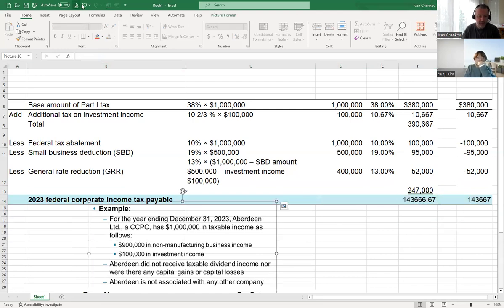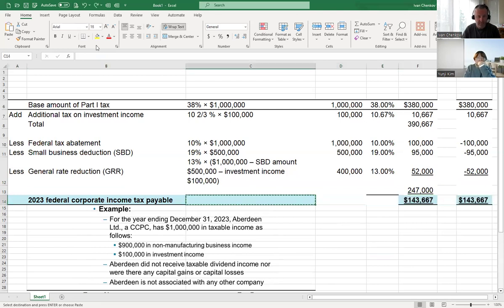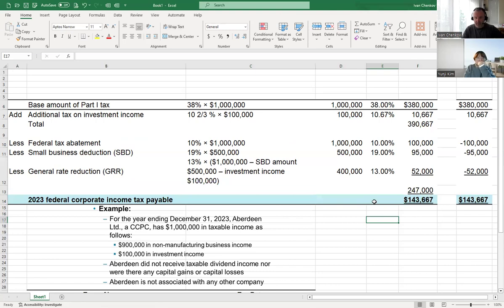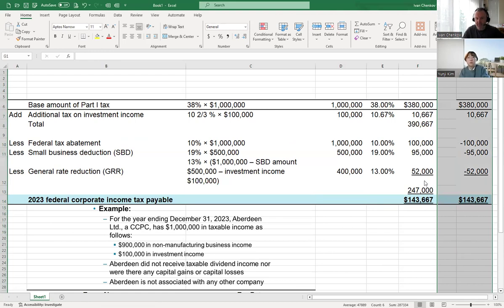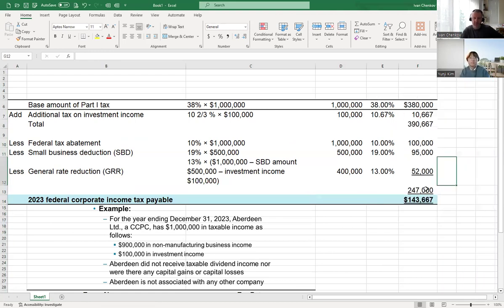No, I get the wrong one. Trying to make it perfect so it can be easy for you to understand. So technically I don't need this one anymore. So this is how you're going to calculate the taxes.